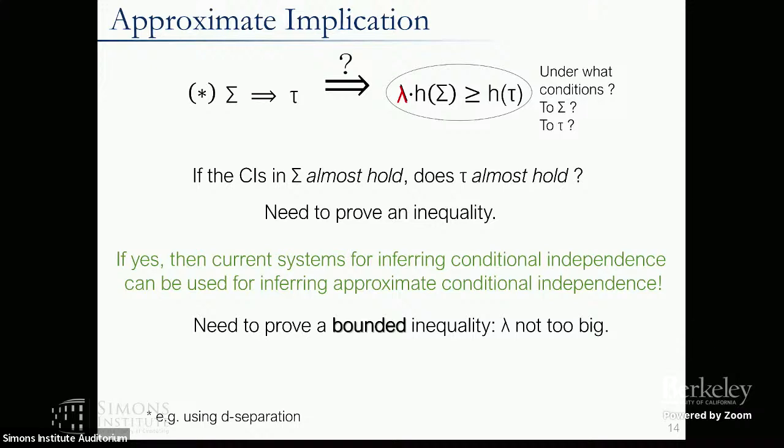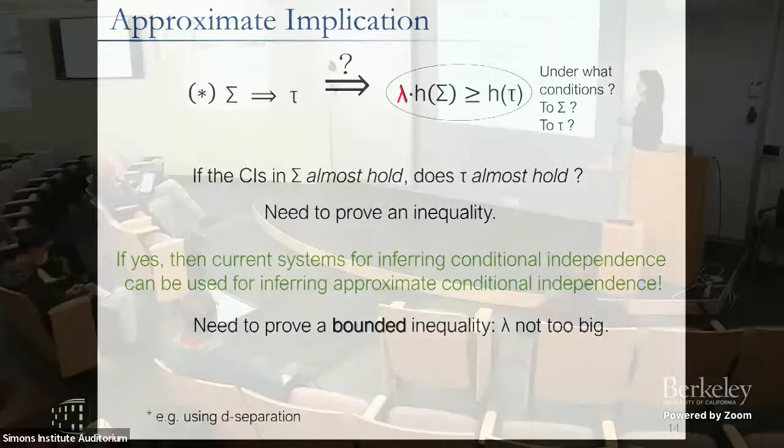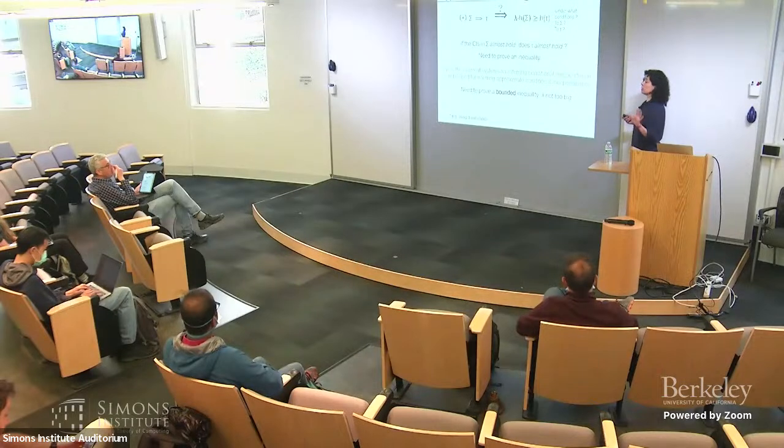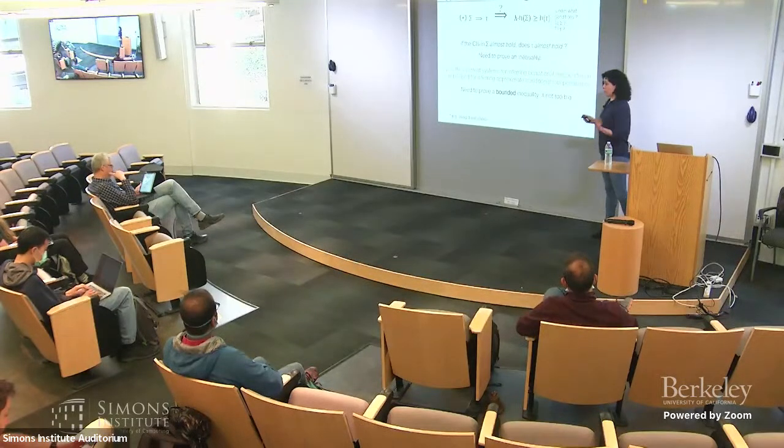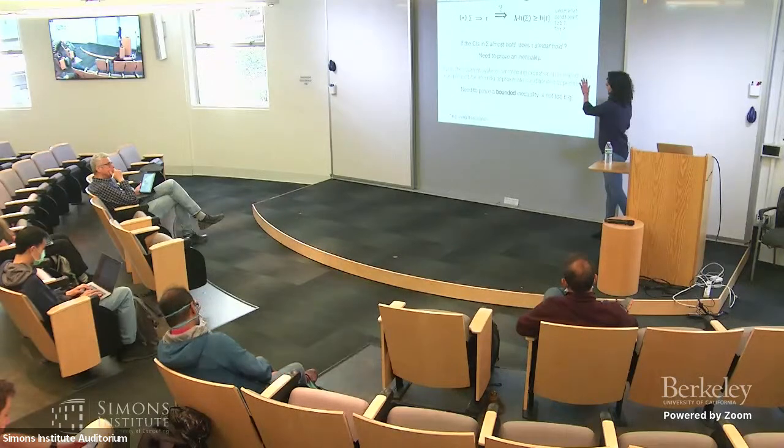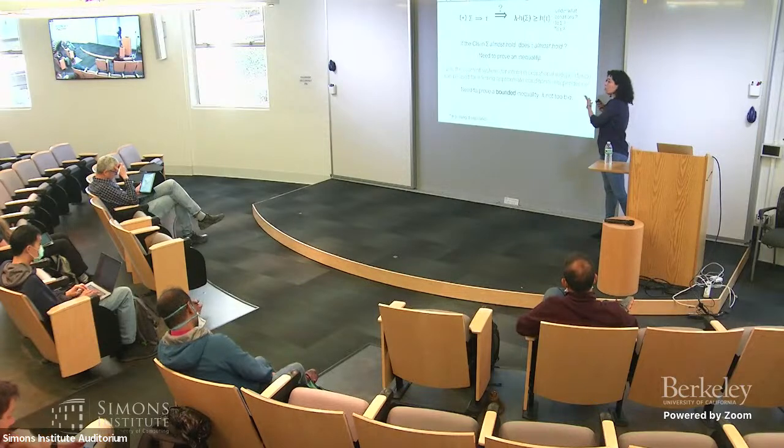And then this raises, yes, I'm sorry, I just wanted to clarify. In the definition of approximate implication, were there assumptions on lambda? No, in the approximate implication, we just say there is a finite lambda. But what I am saying here is that for practical purposes, we want lambda not to be very big. We want to be able to prove this.